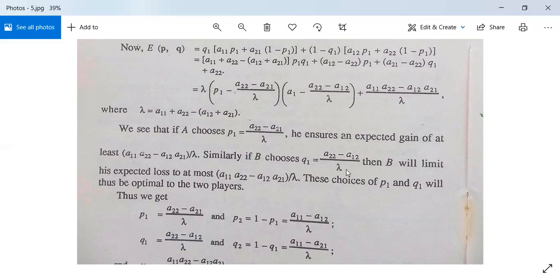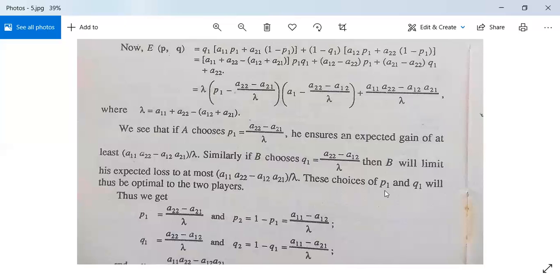And similarly, if B chooses Q1 is equal to A22 minus A12 by lambda, यानी कि Q1 अगर ये अडॉप्ट कर लेता है तो then B will limit his expected loss to at most A11 A22 minus A12 A21 by lambda. अगर Q1 की वैल्यू दिस वन ले लिया जाएगा तो भी ये जीरो हो जाएगा, ये फर्स्ट टर्म, तो EPQ will be this one.